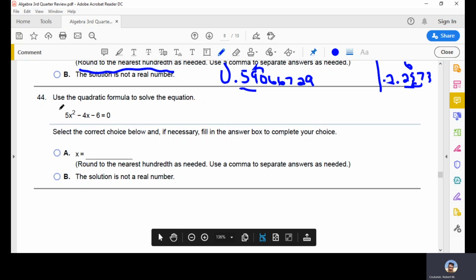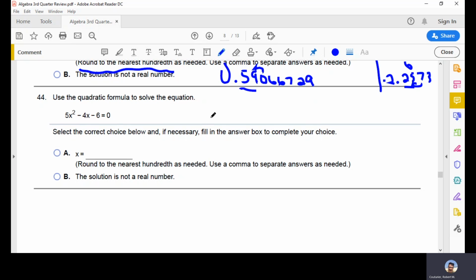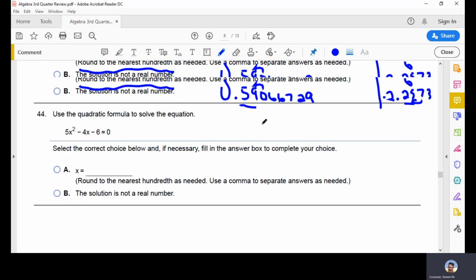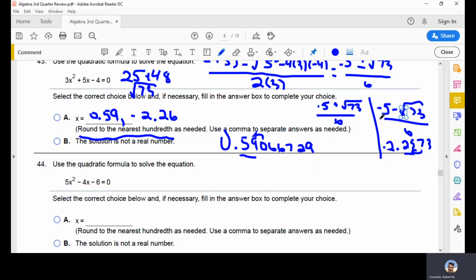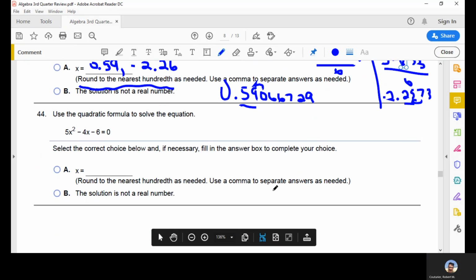Again, here is another one. It says use the quadratic formula to solve the equation. You must know how to use the quadratic formula, whether you get the nice pretty answer or you get answers like this where you have decimals. It's all calculator. That's why I've stressed all year long the calculator is a tool, and we should be able to use that tool properly.